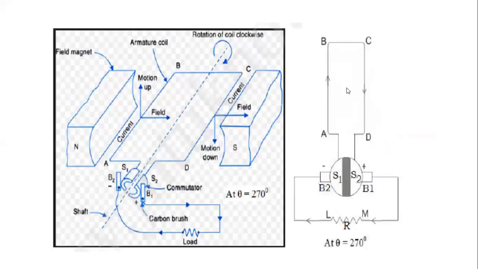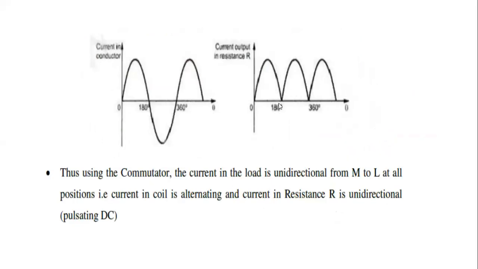Then the output waveform is obtained like this. This is the DC output voltage or DC current. How is it obtained? By using the commutator, the AC voltage is converted into DC voltage. That is the main purpose of the commutator. It is a mechanical rectifier. Understand? This is the commutator action. Very, very important question.